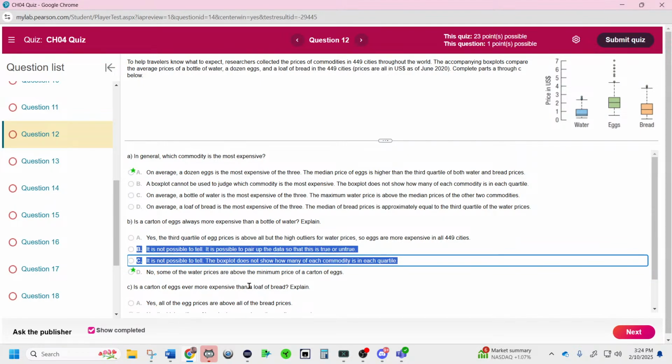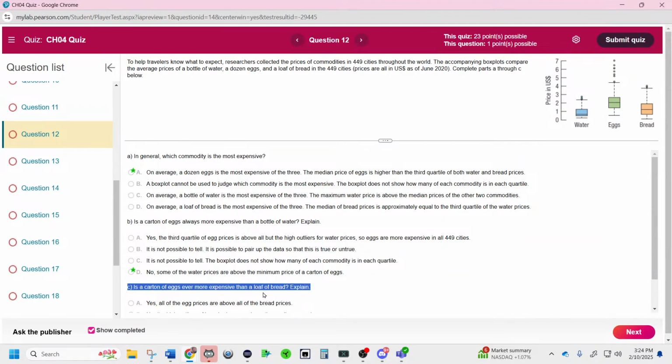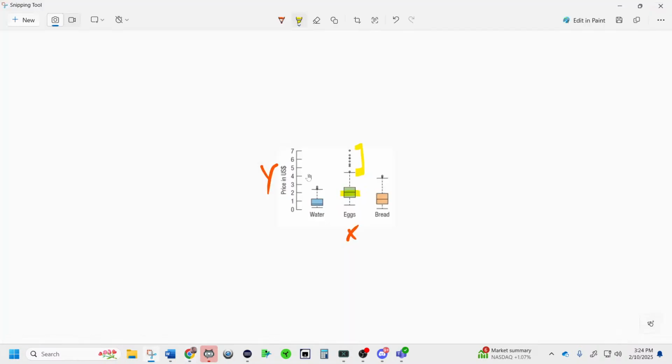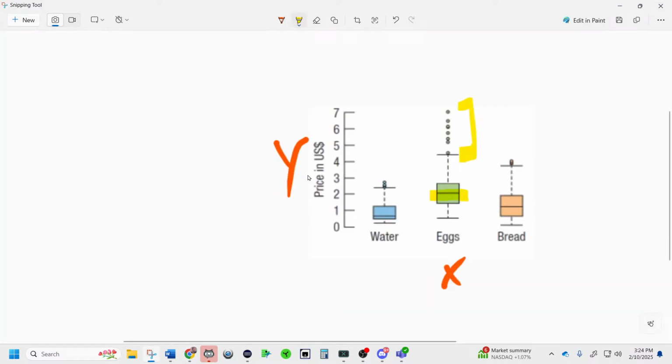Is a carton of eggs ever more expensive than a loaf of bread? You see, this says always. And now it's asking, is a carton of eggs ever more expensive? Is the answer yes or no? Don't look at their answers yet. Is a carton of eggs ever more expensive than a price of bread? If you were in a country, would it ever be the case that the eggs were more expensive than bread?